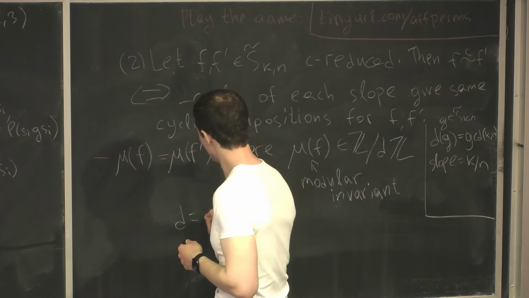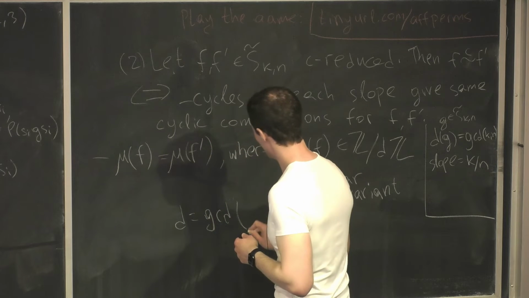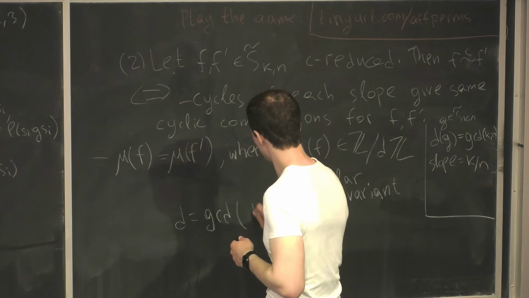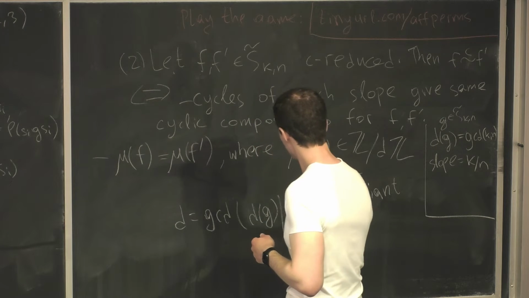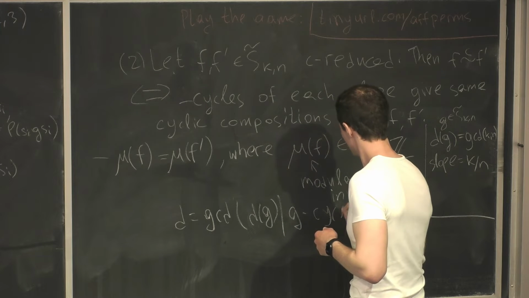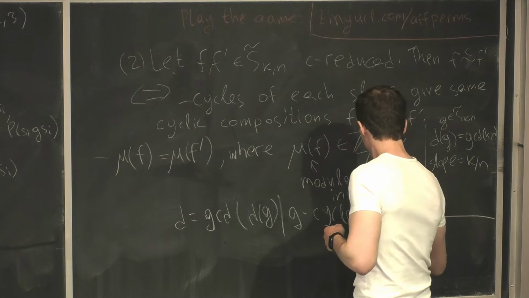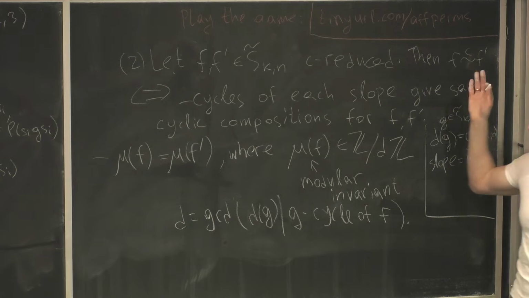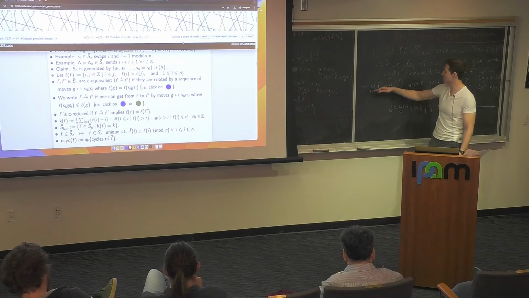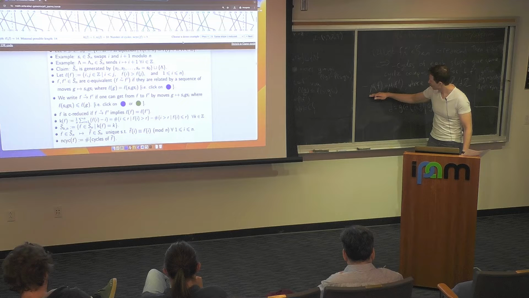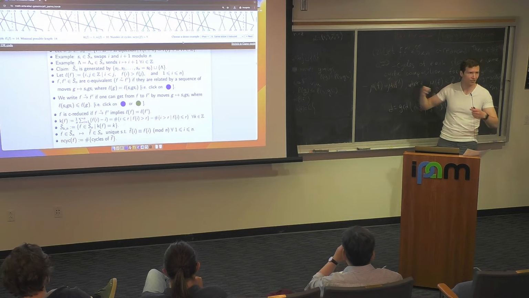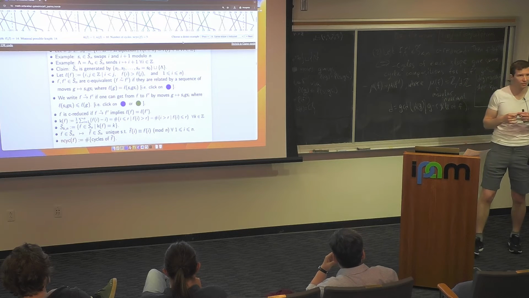And here d is the GCD of all cycles of d of g, where g is a cycle of f. I mean, you don't really have to pay attention to this. The only thing you need to know is that I'm not even defining this, but there is this GCD related invariant, and if it's different for two permutations, you cannot get from one to the other.